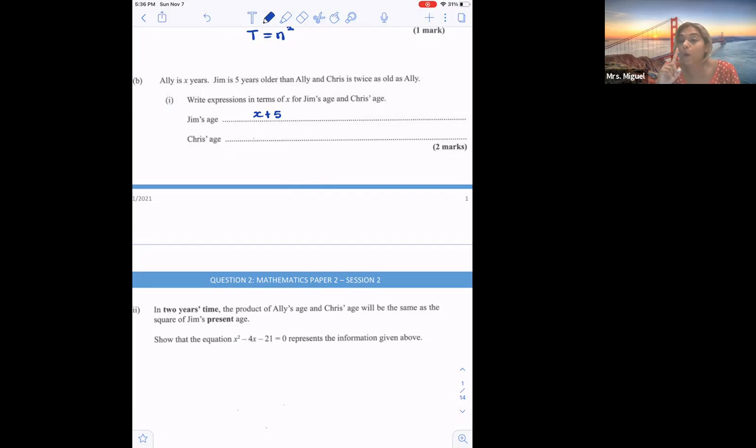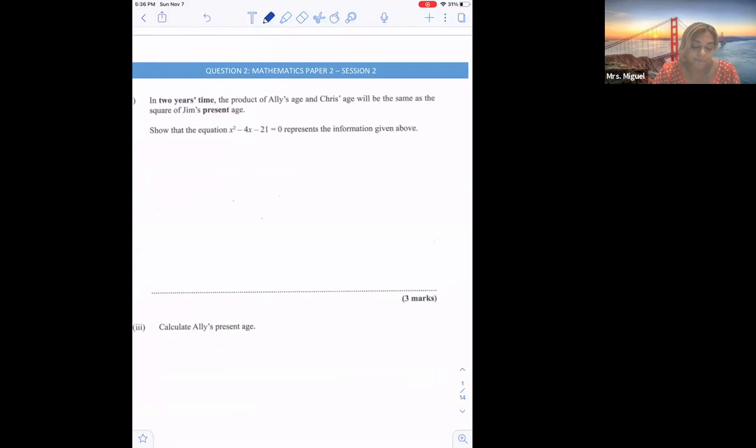Chris is twice. The word twice here means to multiply by 2. So we multiply Ali's age, which is x, by 2, and we will get 2x. Here we would have been able to score an additional 2 marks. So remember I told you we are aiming for 5 marks in each question, right?